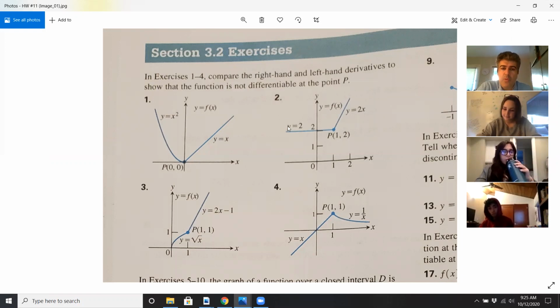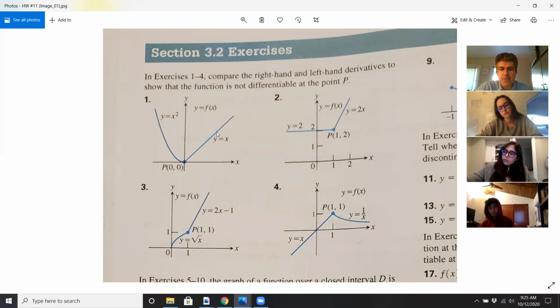So for 1, 2, 3, 4, for right and left hand derivatives, you're asked to compare them and show the functions not differentiable at a certain point. So that's where I said you could just use the results from the notes from section 3.1 to just help you with that.